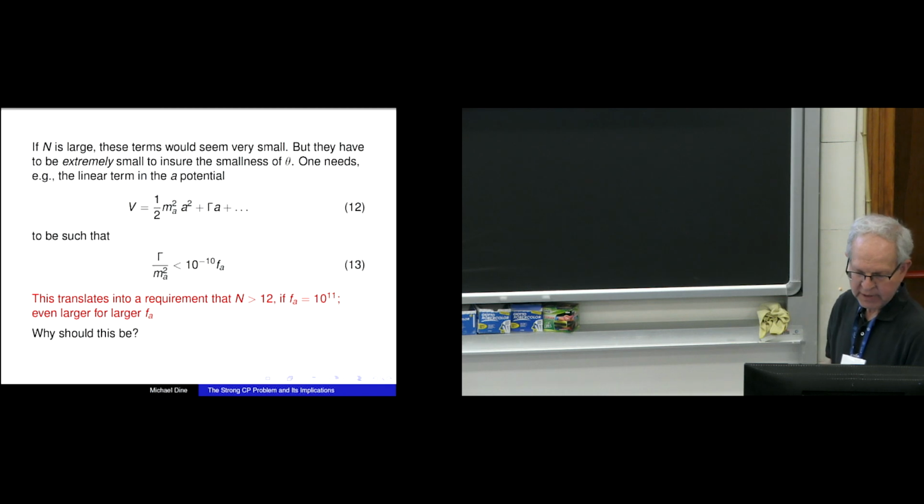So one needs, for example, that the term linear in the axion be such that gamma over m_a squared is less than 10 to the minus 10 f_a. This translates into a requirement that n be greater than 12 if f_a is 10 to the 11th, and even larger for large f_a. Remember, n is the n of this Z_n symmetry. So you have to have something like Z12. Why Z12? Well, could be, but it's certainly disturbing.